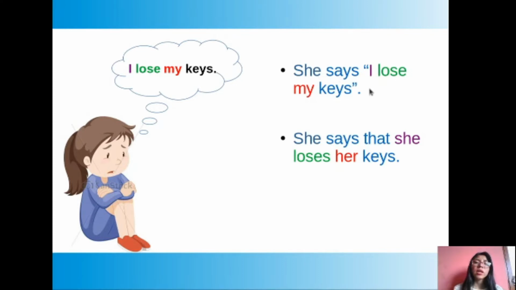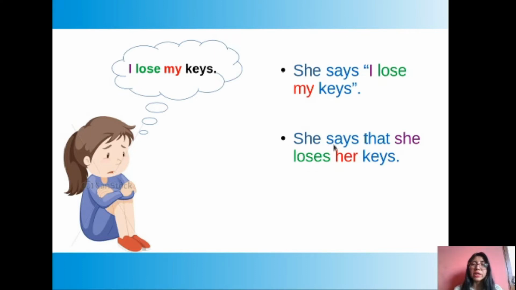Okay, that is simple. In indirect speech, you have to put the same introductory phrase, that is the person who says, she in this case. She says that she loses her keys. Okay, in this case I have to change the subject because I am going to report that she said, okay. Por ejemplo, aquí dice, yo pierdo mis llaves. In this case, ella dice que ella perdió sus llaves.